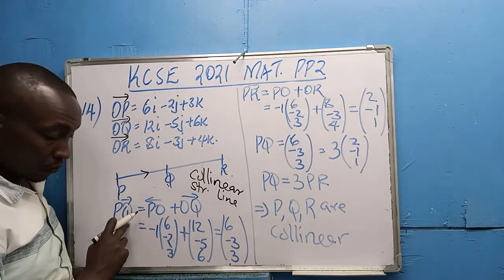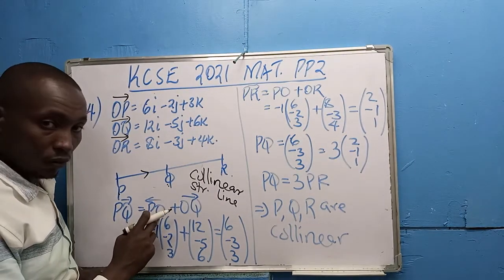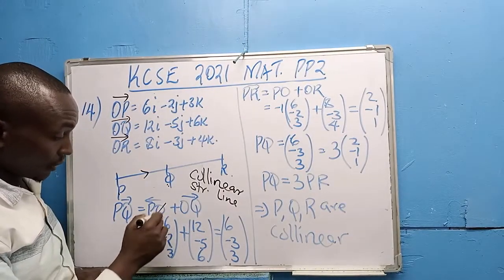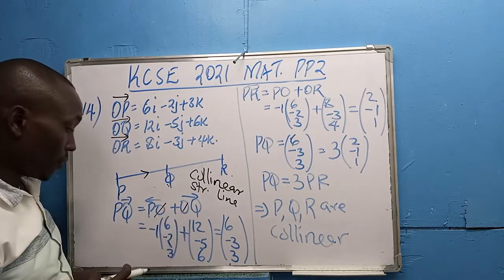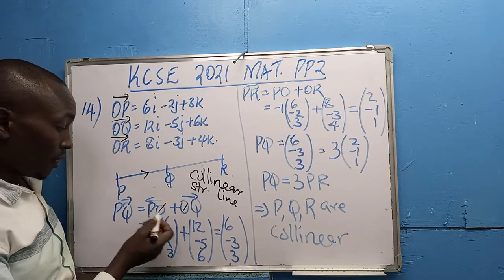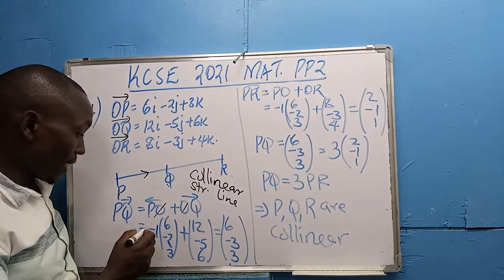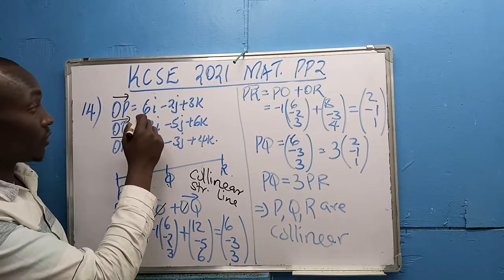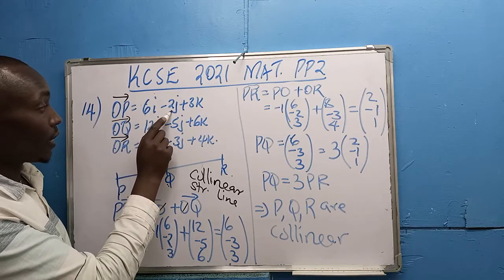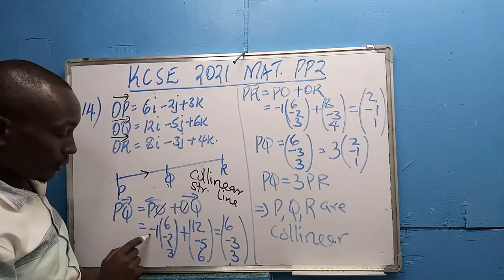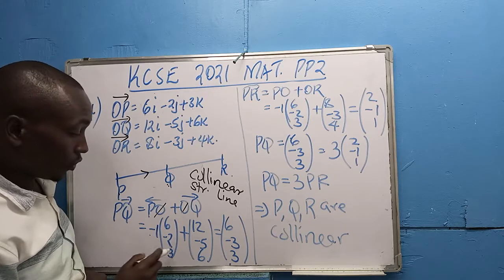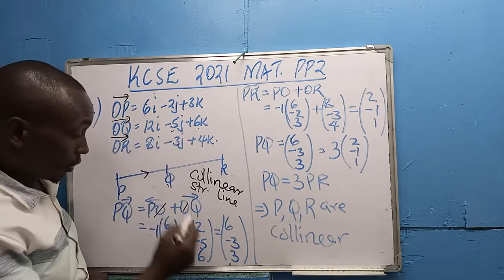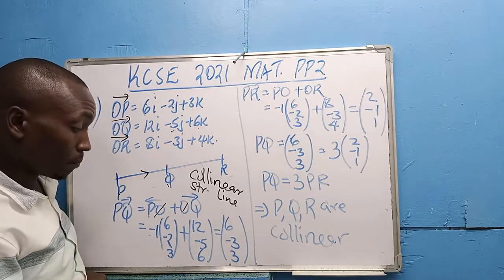Vector PQ is given by PO, against that direction, plus OQ. Basically, even if I cancel this, I end up with PQ. With the PO, I'm going against the direction, so this is negative 1. That means against the direction, plus, remember, I've extracted just this vector, 6, negative 2, 3. Yes, negative of it because it's against the direction, plus 12, negative 5, 6. Just writing it in column form.